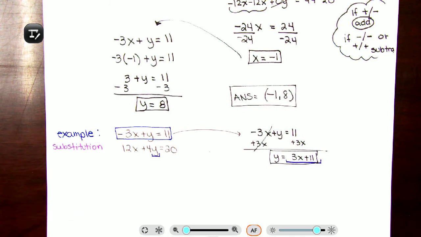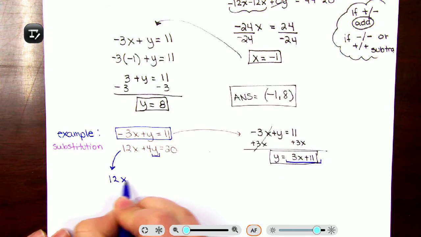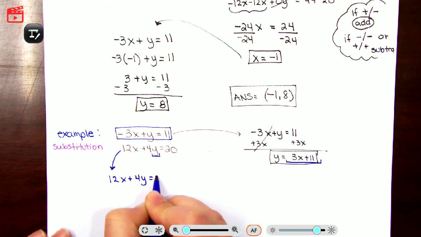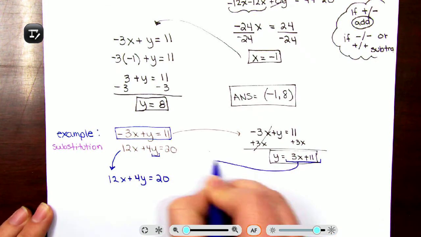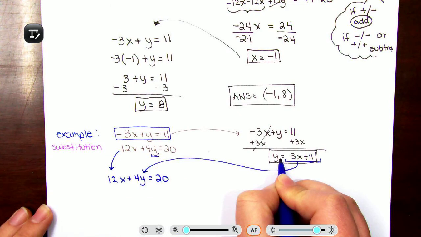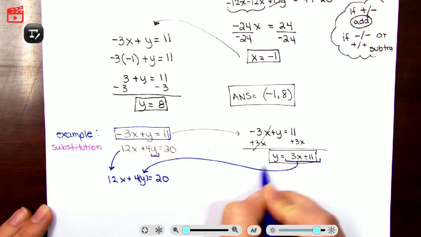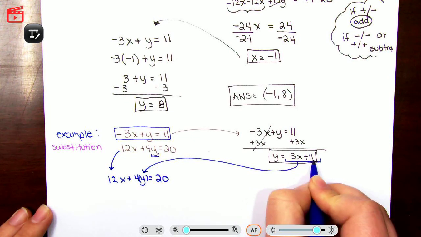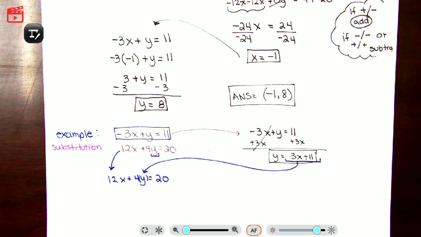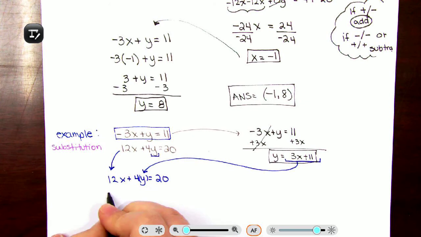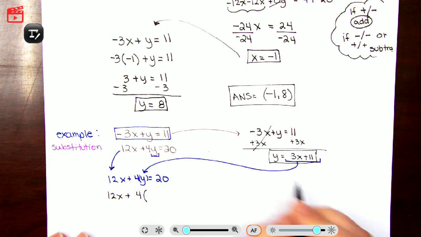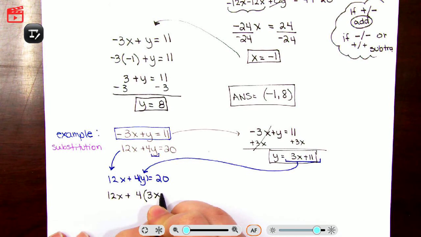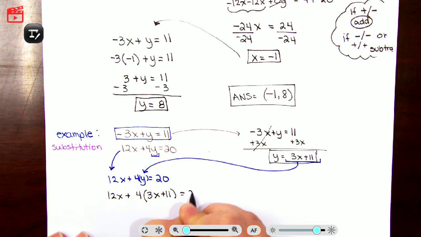So let me show you what I mean by this. I'm going to take the equation I did not use. So I have 12x plus 4y is equal to 20. I'm going to take what I solved for and I'm going to substitute it into the variable that I solved for. So I solved for y. This is y. So then I'm going to substitute in for it. So now I have 12x plus 4, and instead of writing y, I'm going to write what y is. Y is 3x plus 11. And I'm going to finish off the equation.